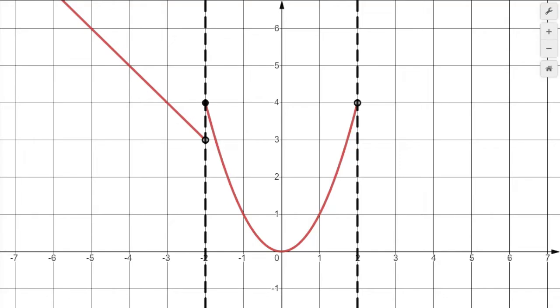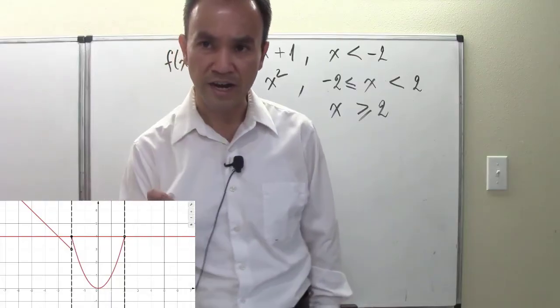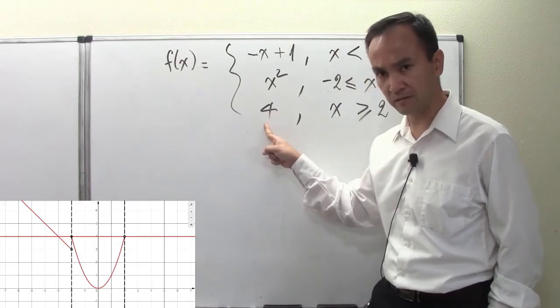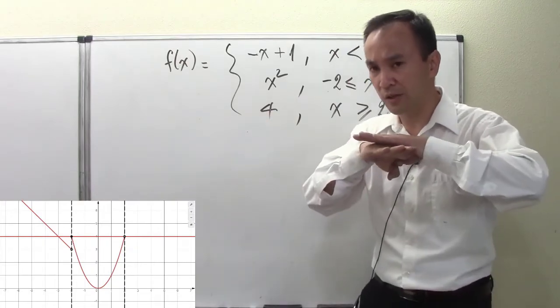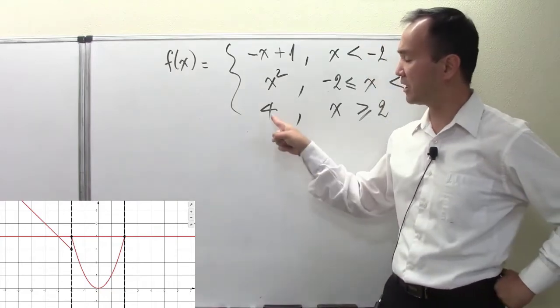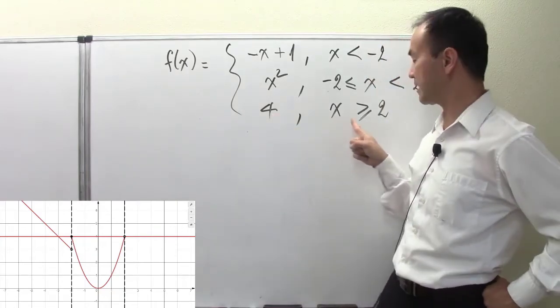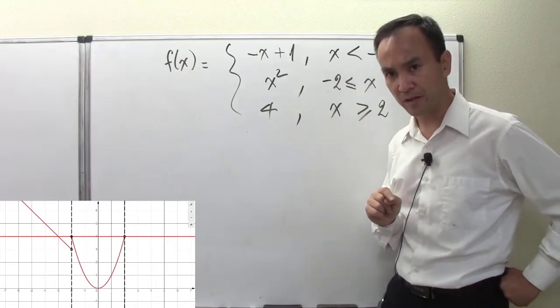Here's the graph of the third piece as a complete graph. This is namely f of x equals 4. At every x value we are at height 4. That's what this horizontal flat line is. But again, we're not going to use the entire graph. We're only going to pick this graph when x is greater than or equal to 2.